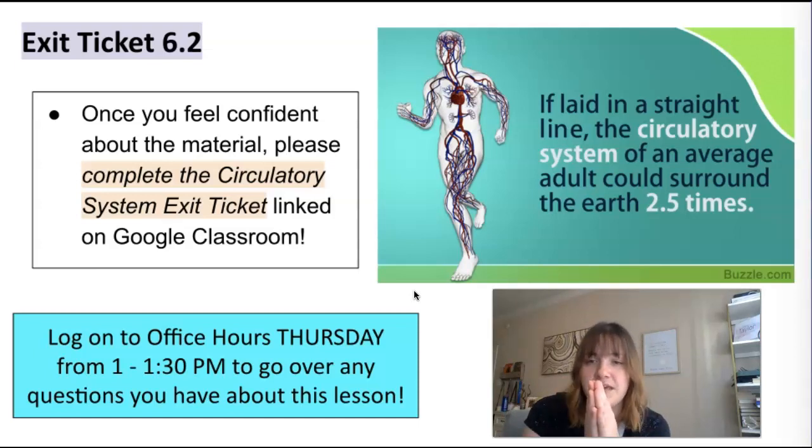And then I know it's not a meme, but I thought it was a cool fact. If laid in a straight line, the circulatory system of an average adult would surround the earth 2.5 times. Pretty crazy. So make sure you get all of that work done.